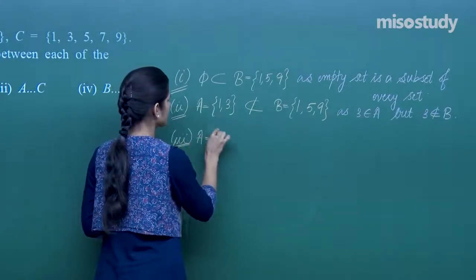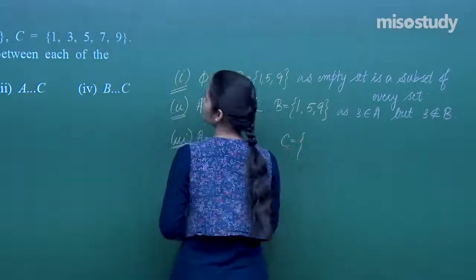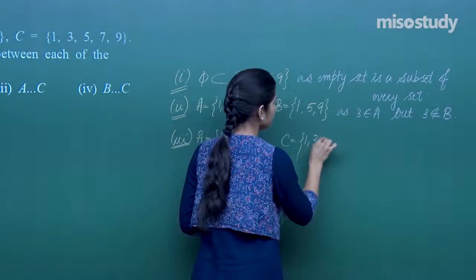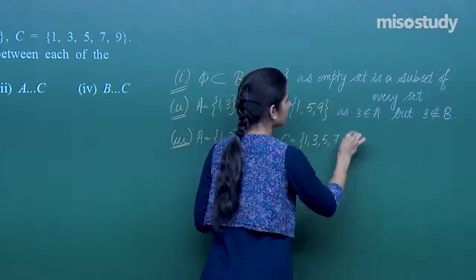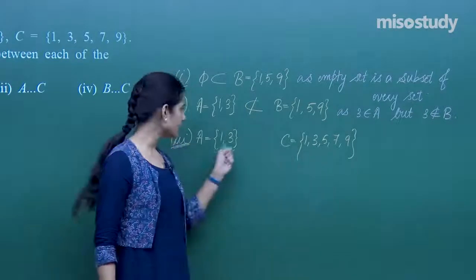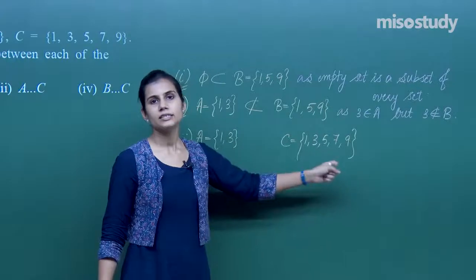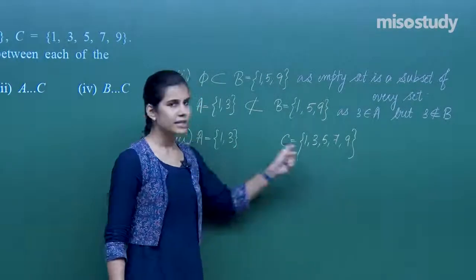A is what? 1, 3. C is what? 1, 3, 5, 7, 9. Is A contained in C or A not contained in C? A will be contained in C if each element in A is also in C. If each element in A is also in C, then A will be contained in C.